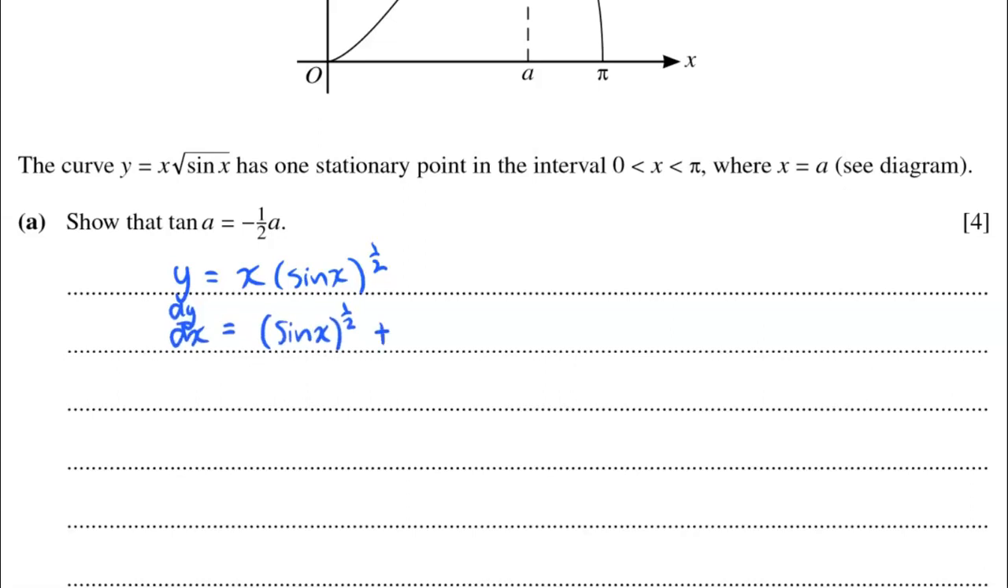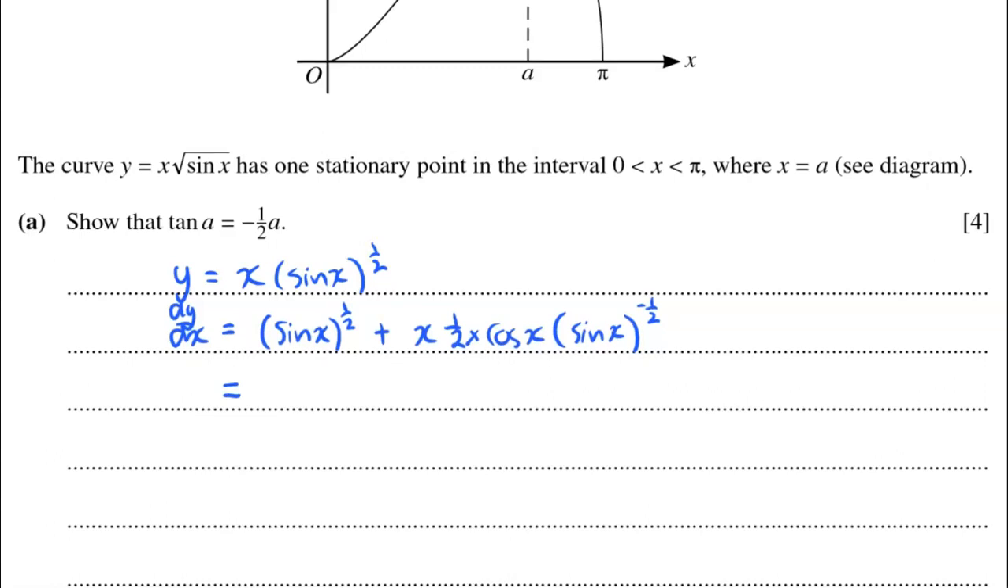And then we're going to add. We leave the first function the same. We differentiate the second function. So now we have to use the chain rule. The half comes out the front. These are all multiplied, by the way. And then we differentiate what's inside the brackets, sine x. We get cos x. We leave the brackets the same, sine x, and we subtract 1 from the power, and we get negative a half. That is our derivative.